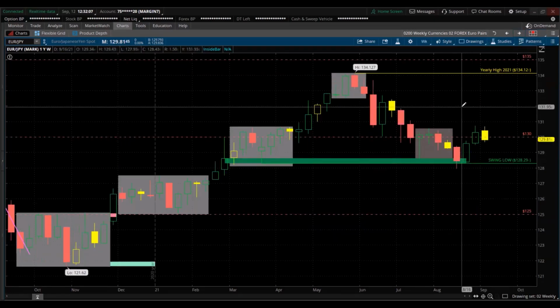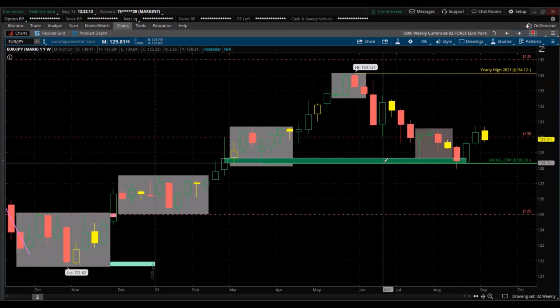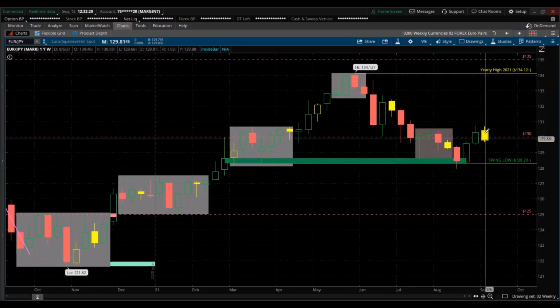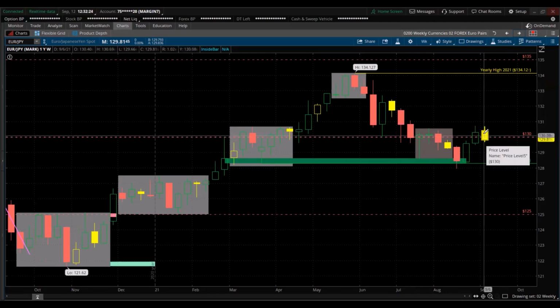Euro yen. Two of the big currencies in the U.S. dollar index. It came down into this demand zone and reversed, giving strength to the euro against the yen. But it's currently filled with the inside candle, this yellow candle. So again, indecision for several of these financial instruments I'm showing.